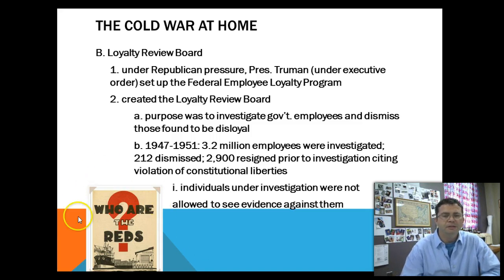Government propaganda you see here. Who are the Reds? Reds referring to communism.